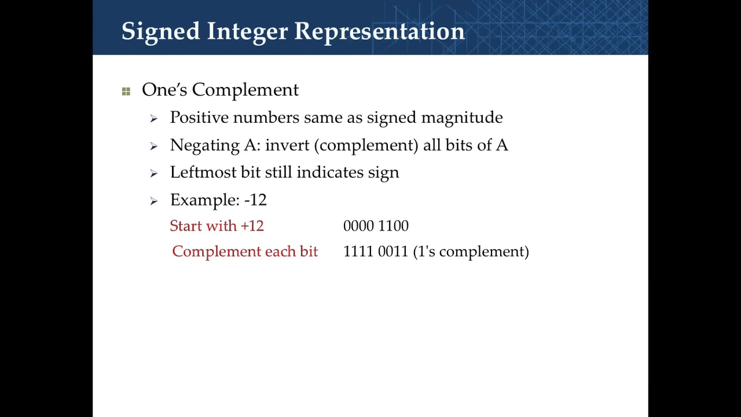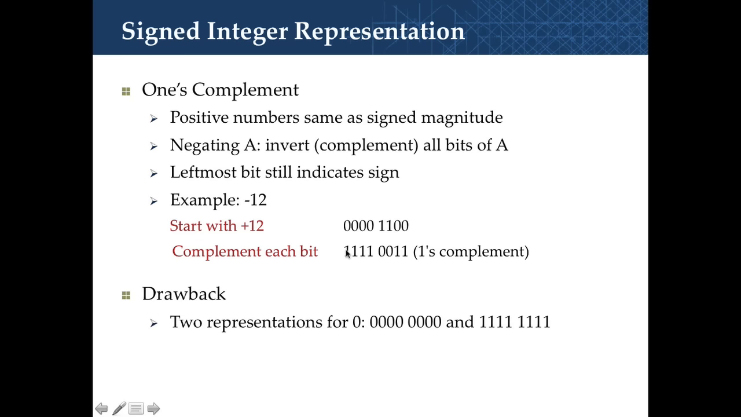So if I start with our plus 12 again, and I invert or complement all the bits, 0 goes to a 1, 0 goes to a 1, 1 goes to a 0, 1 goes to a 0, 0, 1, 1, 1, and this guy indicates that it's negative. Some problems here. I still have two different representations for 0. Ouch. A negative 0 and a positive 0.